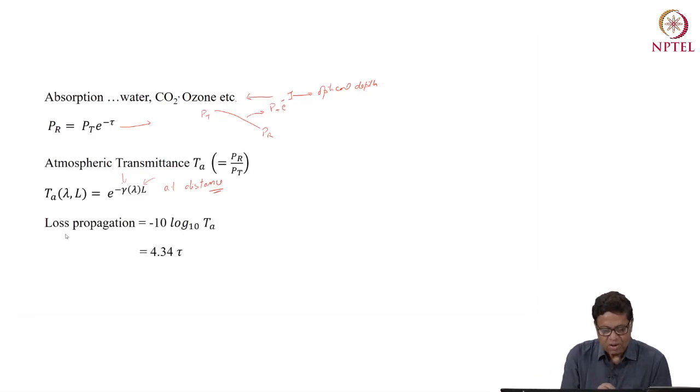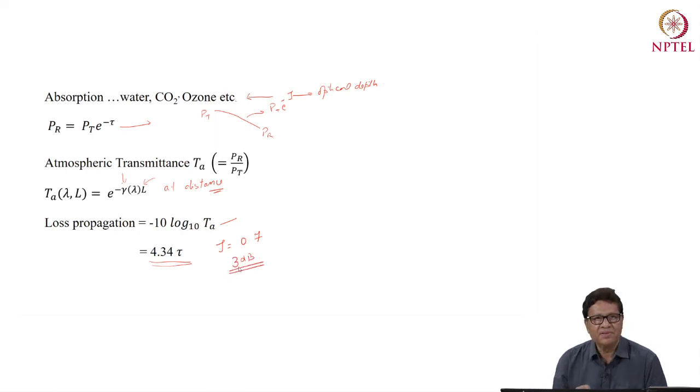So if you calculate the propagation loss, it will give you minus 10 log to the base 10 of TA, where TA is defined as PR by PT, the ratio of the received power to the transmit power. And if you put all these values here, what you get is 4.34 tau. So if your tau is, say, for example, 0.7, the reduction in the power is actually 3 dB, or the power has reduced by a factor of half. So this is the concept of optical depth.